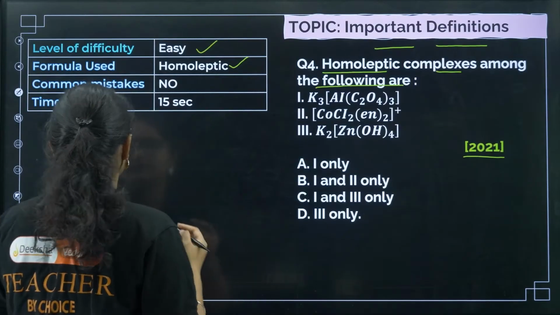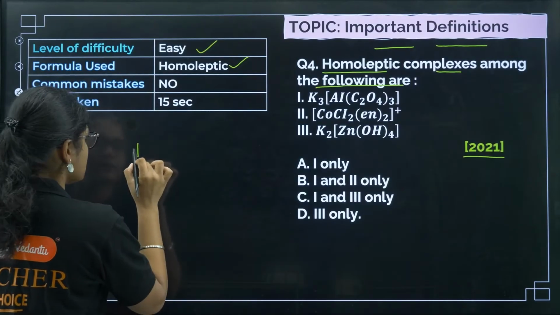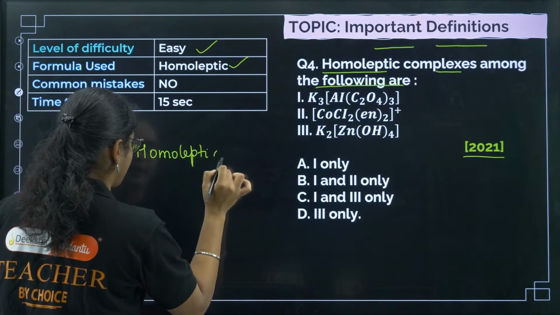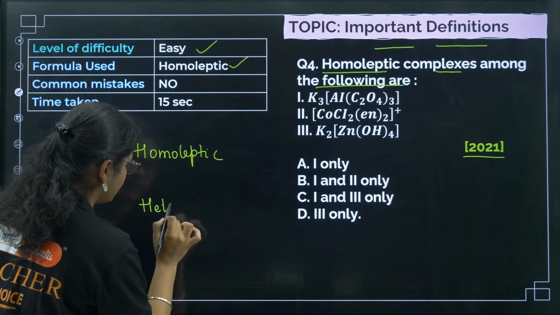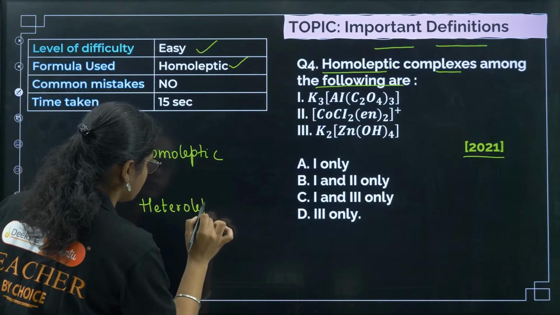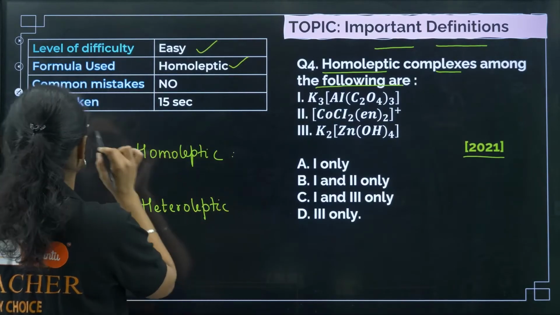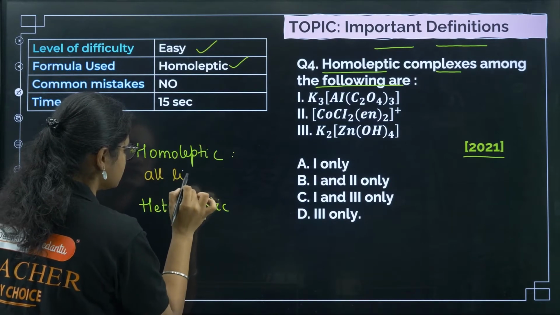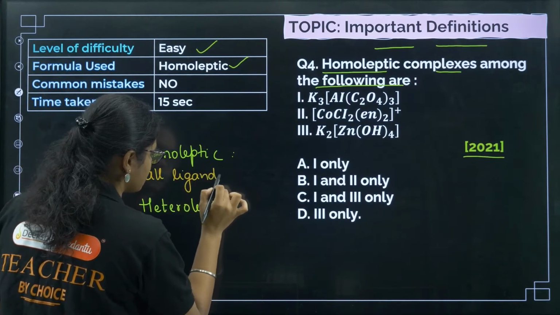So what are homoleptic complexes? If I write here homoleptic, there is another term, heteroleptic. Now what is homoleptic? Homoleptic means all ligands are the same.